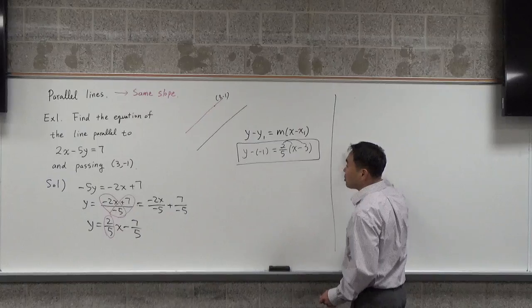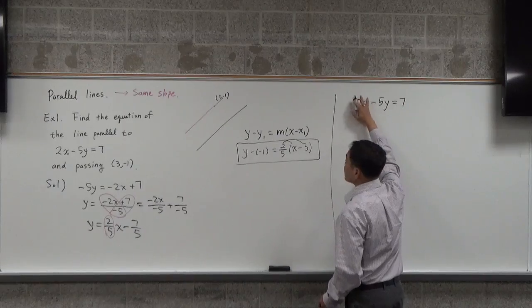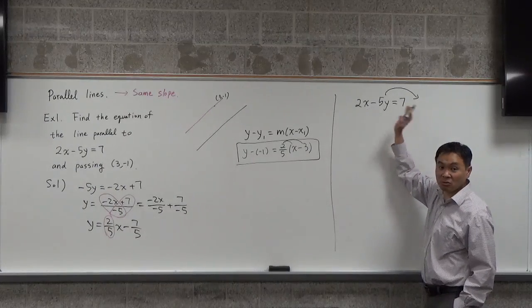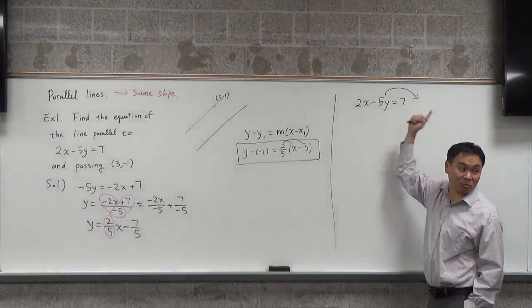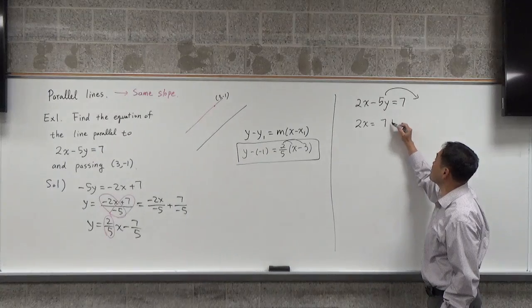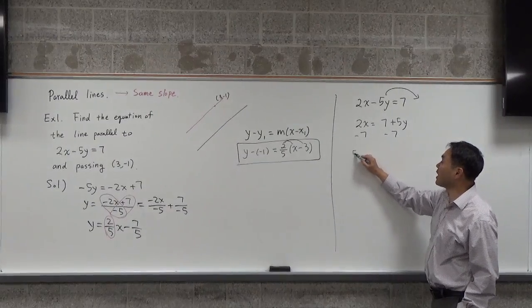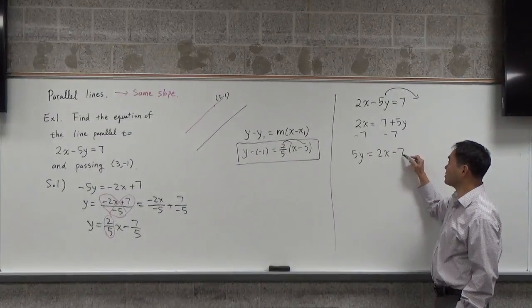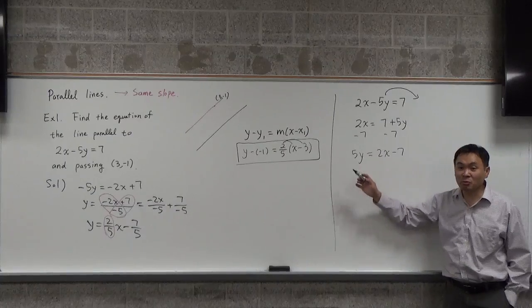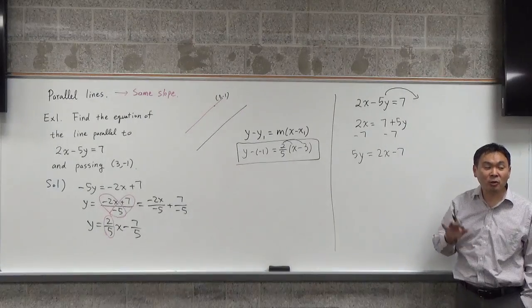See, if you're to solve this 2x minus 5y equals 7 for y, the better way is to move the 5y to this side rather than moving the 2x to the other side, because then the minus becomes plus, right? And you get 2x equals 7 plus 5y. And now you subtract 7 from both sides, so that you have 5y equals 2x minus 7. Is that okay? Now the minus sign in front of the y is gone, you don't have to be bothered by it. Right? So that's one tip.